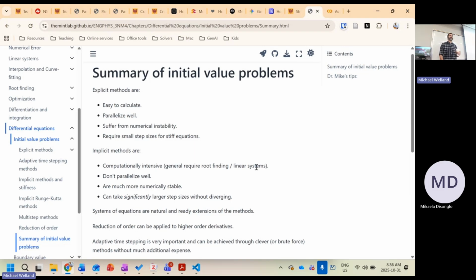Reduction of order is one of those things that looks confusing, and then you do it, and it's much easier than you expected it to be, and you're not sure if you did it right, but you actually did. It's just one of those things.